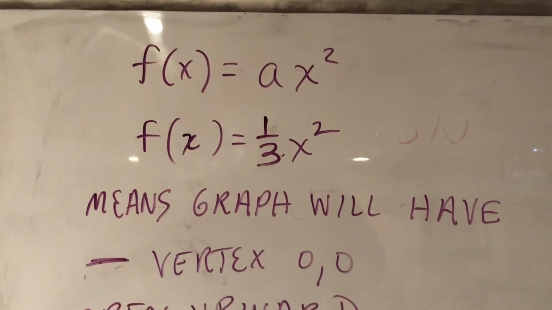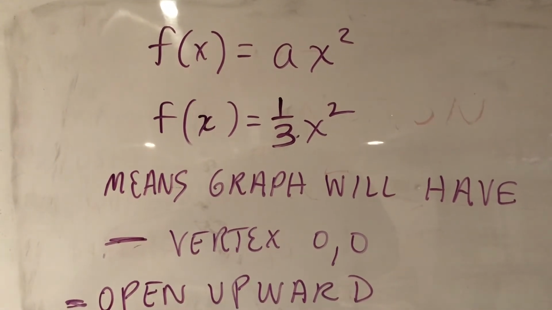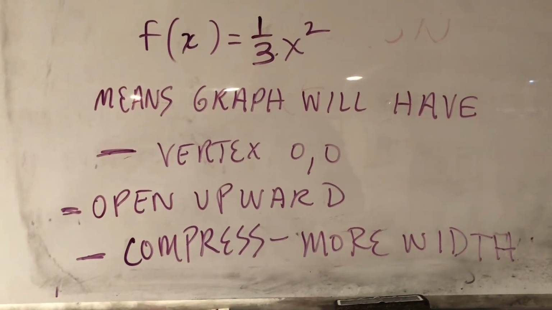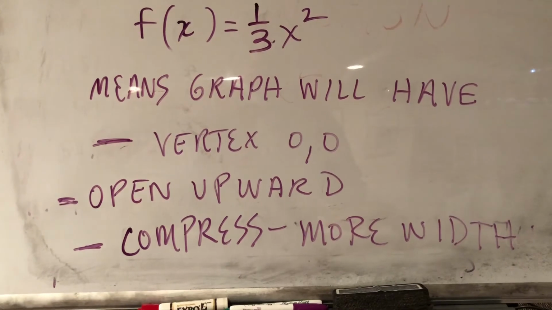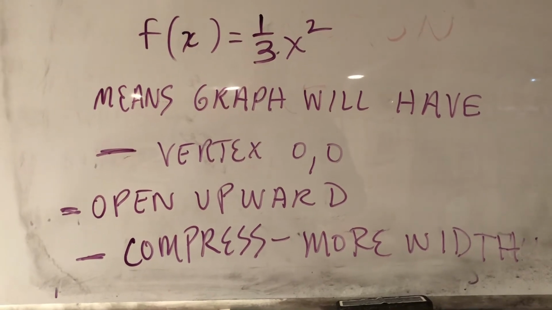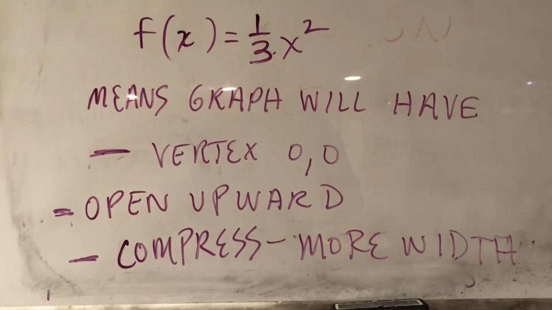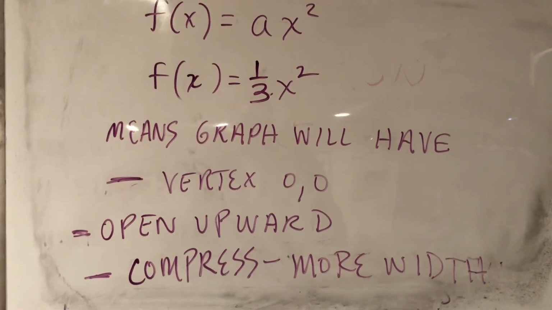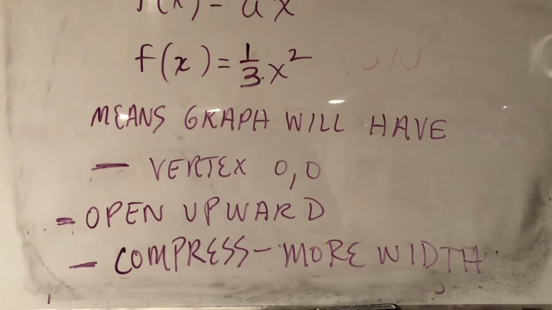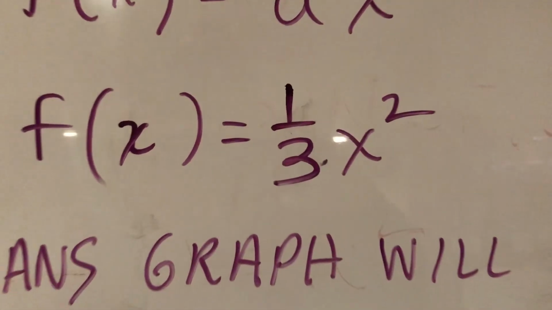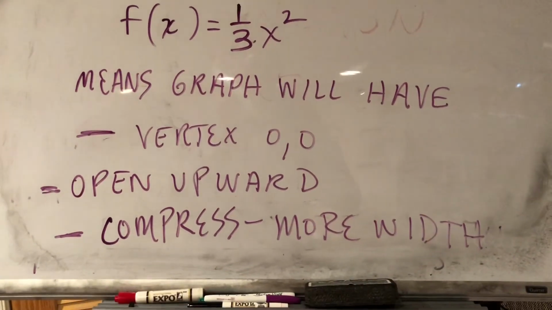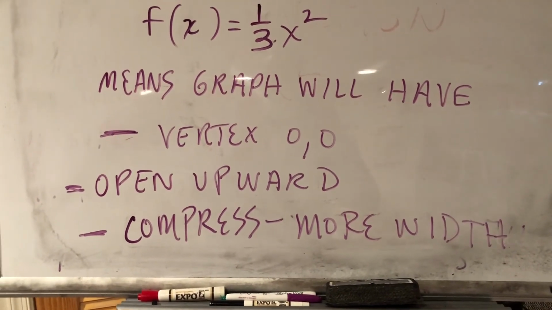Now we're going to switch the A and make the A 1/3. So the A now is greater than 0 but less than 1. All right, and what does that mean? Well, again, if we put 0 in place of the x, we would get a y value for our ordered pair of 0, 0. So the vertex is going to be 0, 0. Since 1/3 is positive, that means we're going to have an upward graph. The graph will open upward. And then last but not least, because we have a fraction in the A spot, 1/3, we're going to have a more wide graph than the parent function. So we're going to end up with more width.